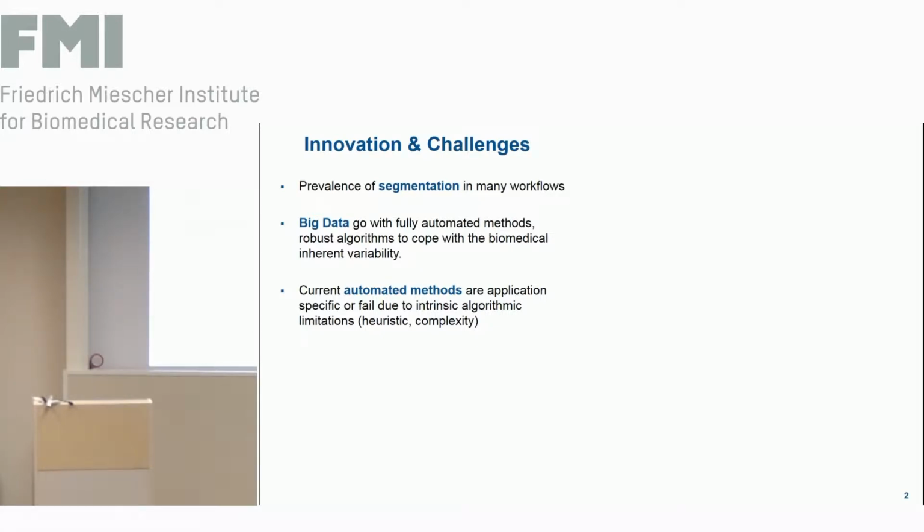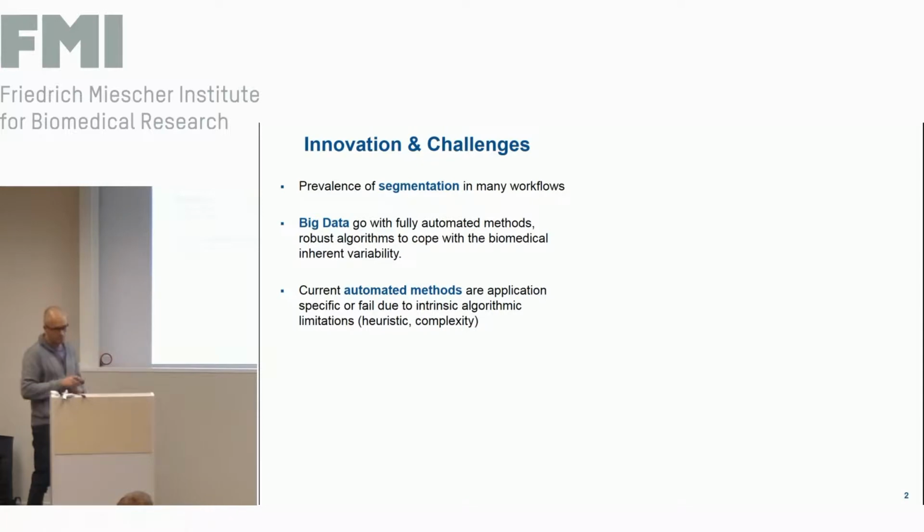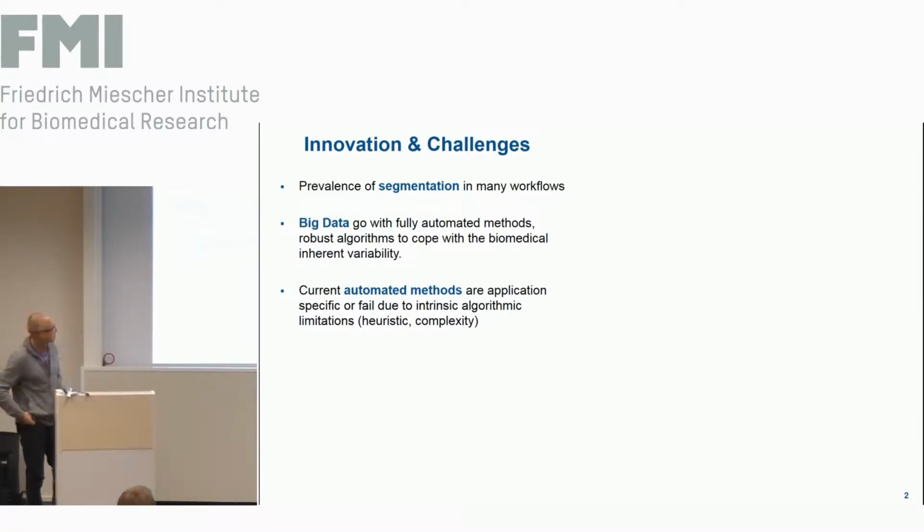Second is that we are all concerned by this big data problem. And you heard it today, that all these big data go naturally with fully automated methods. It's no longer any option to do it manually in order to annotate your data. And on top of that, you would like to have robust algorithms that cope with the variability that is inherent to biomedical imaging. And possibly also you would like to have these algorithms to be as accurate as possible.